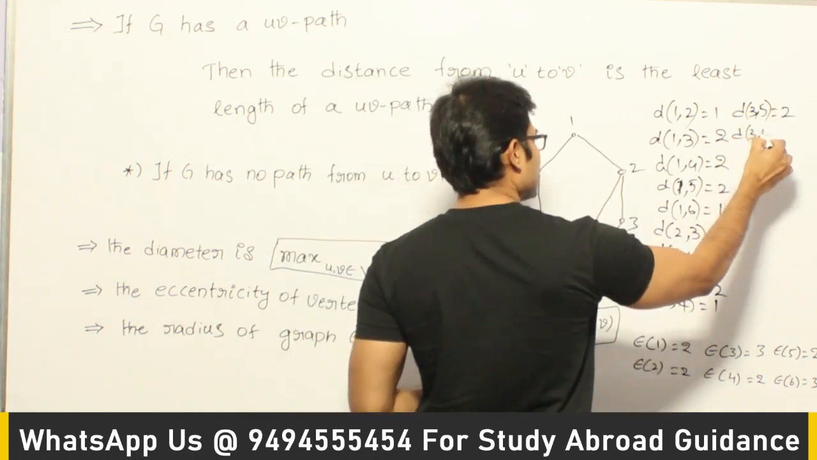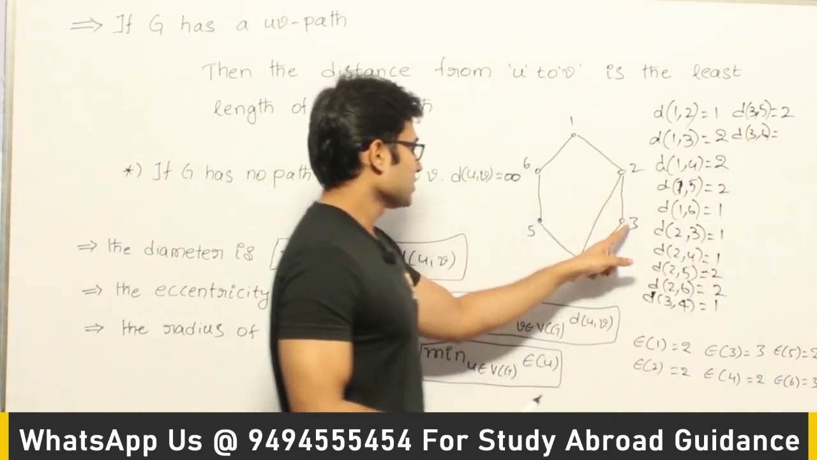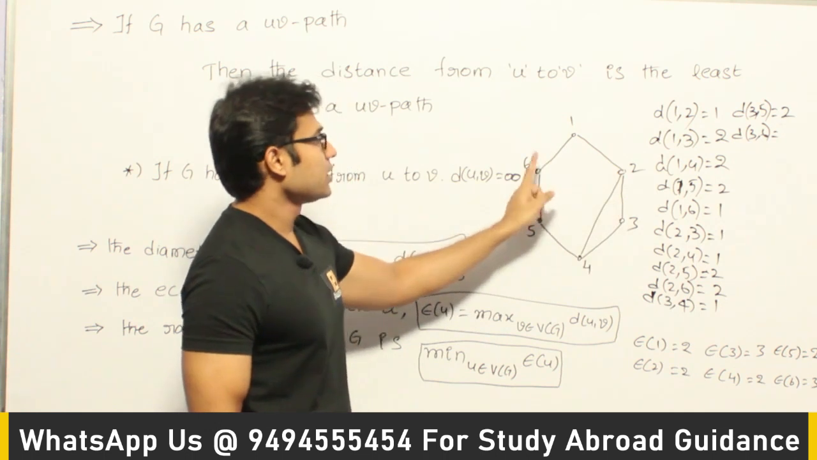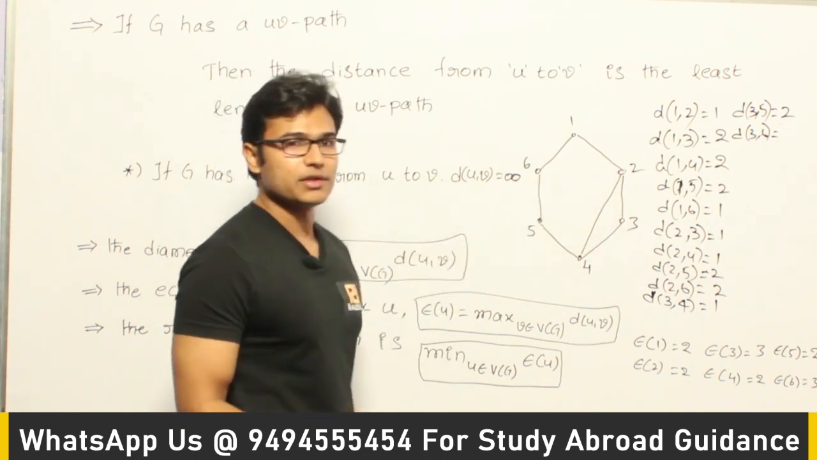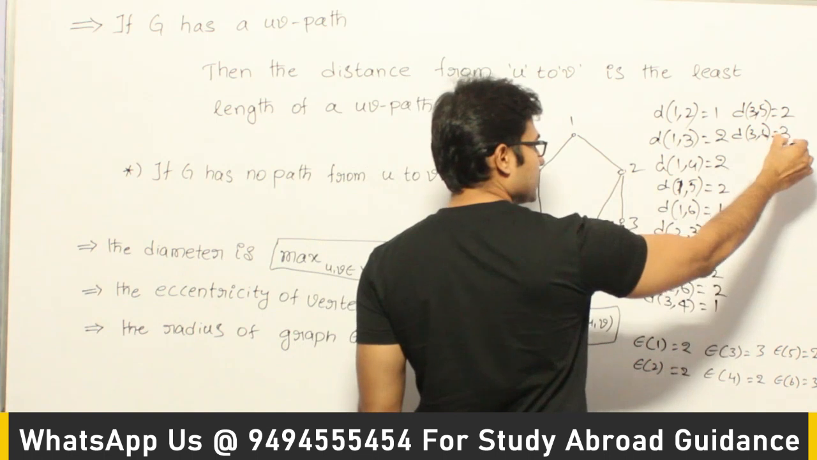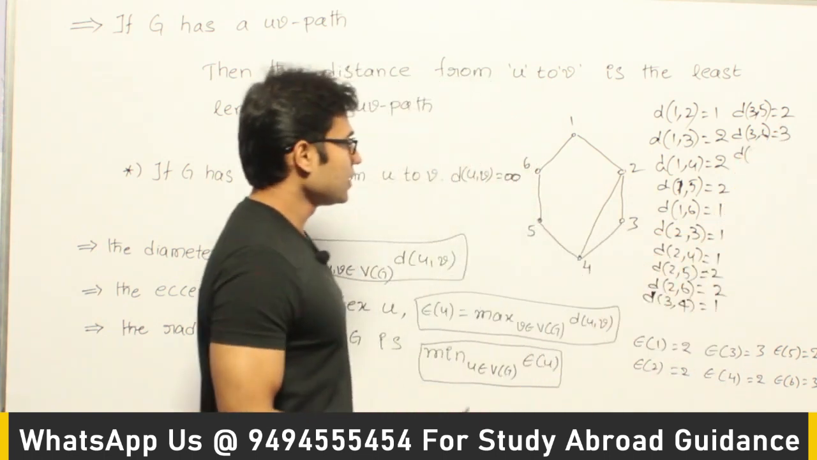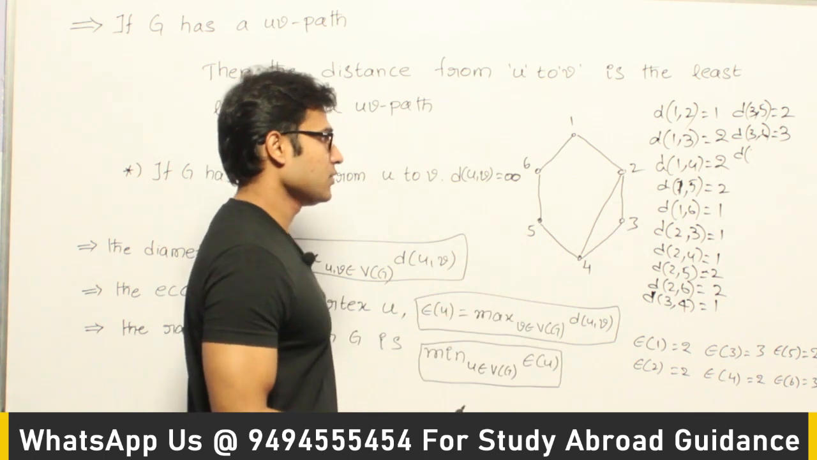What about 3 to 6? 3 to 6 it is 1, 2, 3 or 1, 2, 3. Only 3. So 3 to 6 it is 3. Okay, 3 is over. We have dealt with all the cases starting with 3.